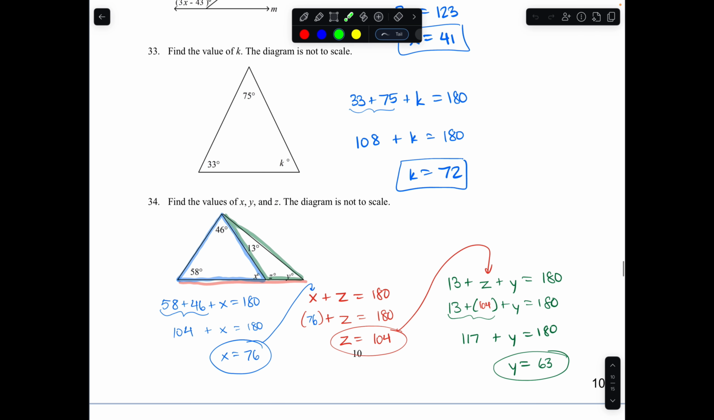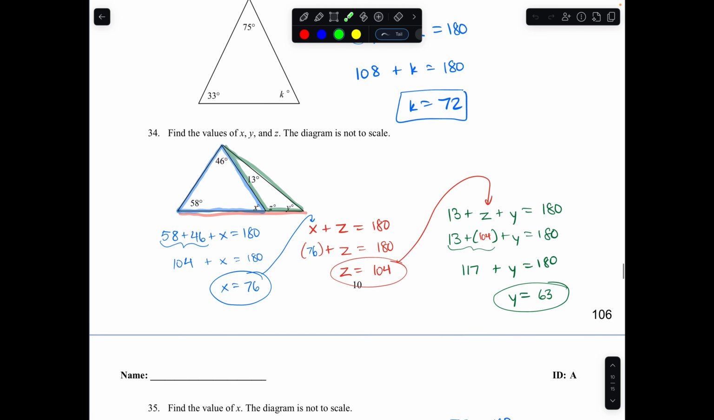Number 33, find the value of k. Remember, the three angles in a triangle always add up to 180. So 33 plus 75 plus k has to equal 180. Combine your like terms. 33 plus 75 is 108. And if you subtract 108 from both sides, you'll get that k is 72.